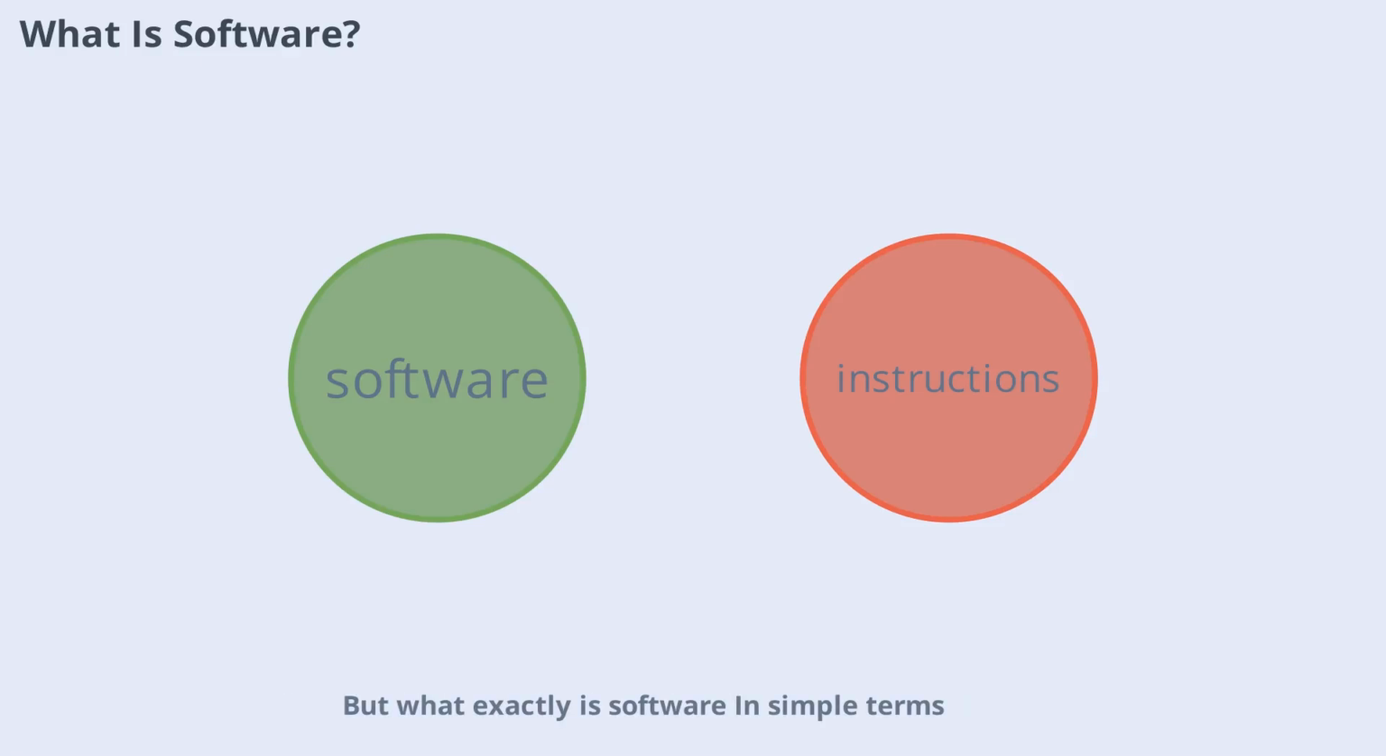But what exactly is software? In simple terms, software refers to a set of instructions or programs that tell a computer what to do. Unlike hardware, which is the physical part of a computer, software is intangible. It exists as code and data. From the operating system that boots up your computer to the apps you use every day, software is everywhere. Understanding software is the first step to unlocking the full potential of technology in our lives.